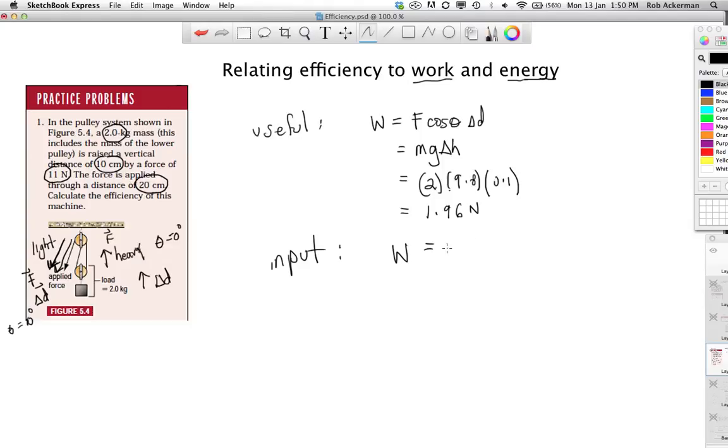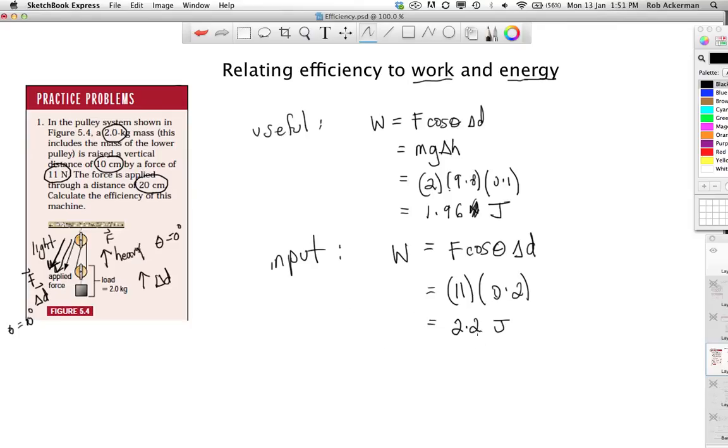And so when I go through my F cos theta delta D once again, what are you going to find out? It's 11 newtons, cosine of 0 times delta D, 0.2 meters. 0.2 times 11 is, of course, 2.2. And so now the question becomes, I realize I made a little mistake here. That's not newtons, that's work, that's joules, and this is joules as well.